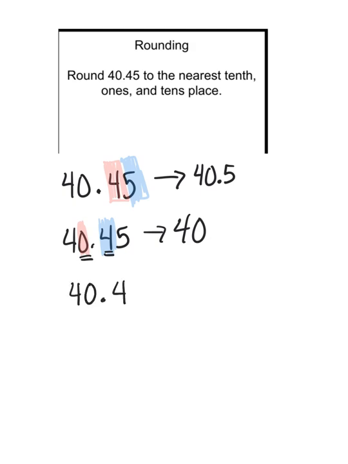40 and 45/100ths rounded to the nearest tens place. Here's the digit in the tens place. And I have a 0 in my ones place. So I'm going to let it rest at 40.